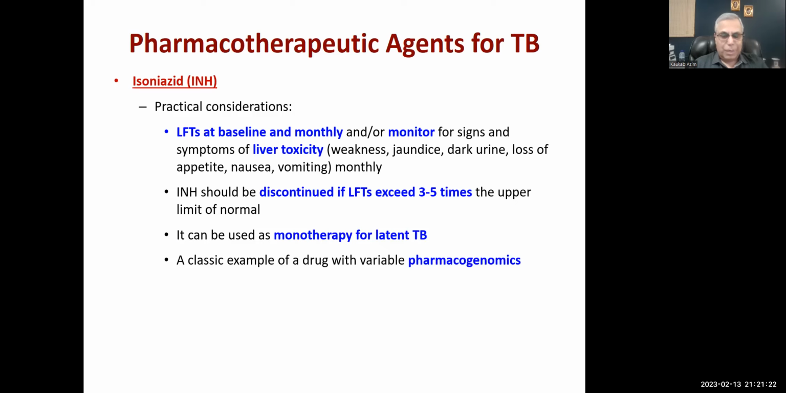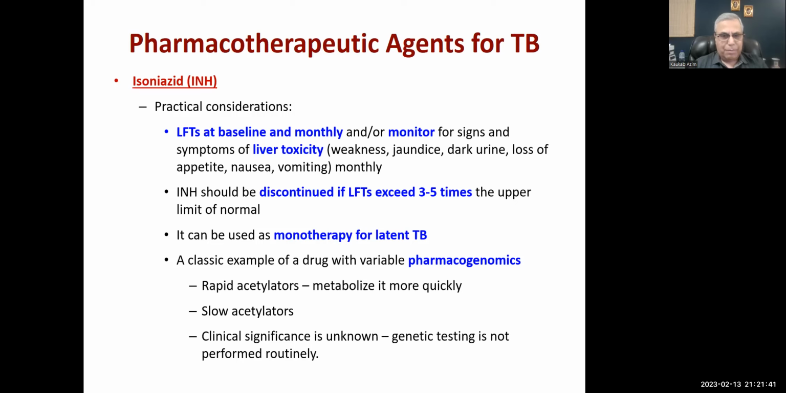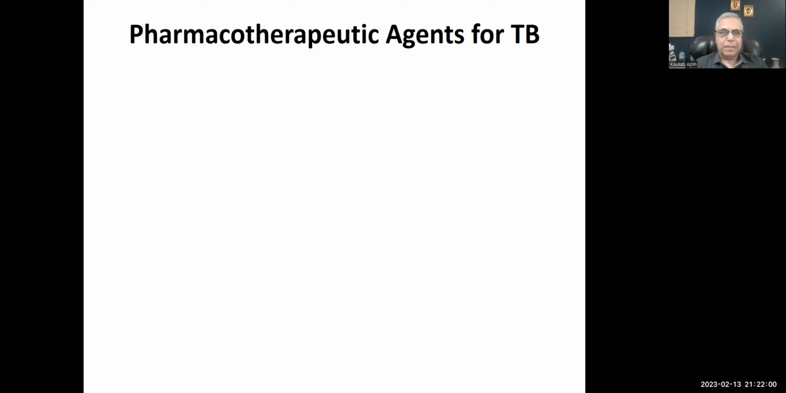Pharmacogenomics, we have got slow acetylators, we have got rapid acetylators. So rapid acetylators metabolize it more quickly, but we do not routinely do this genetic test. I'm not sure if the hospitals do it or not. Maybe some hospitals do it. But be careful. Keep in mind that it could be metabolized faster or slower depending upon the enzymes or genetic makeup of the individual. So it says that genetic testing is not performed routinely, okay? But I'm sure you remember the slow acetylators and the rapid acetylators.